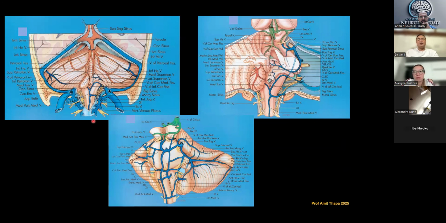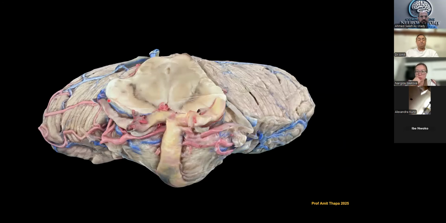The posterior cluster goes into the torcular herophili, and then it comes out to the transverse sinus, to the sigmoid sinus, and later on into the jugular veins. So these are the three different clusters of the venous outflow.